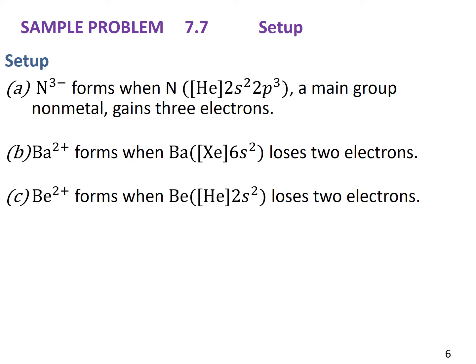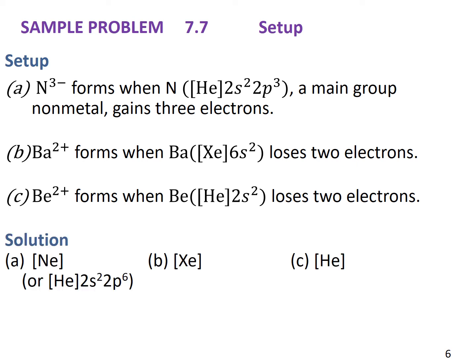The setup here, N3 minus, there's the electron configuration for nitrogen, barium, and beryllium. And then for nitrogen, we're adding 3 electrons, so we will end with 2s2 2p6. For barium and beryllium, we're losing those s2 electrons. So this is what we'd end up getting, and you can see that each of these have a noble gas configuration. Again, for A, I would sometimes just keep it the way it was and show helium 2s2 2p6, though it does have a configuration of neon.